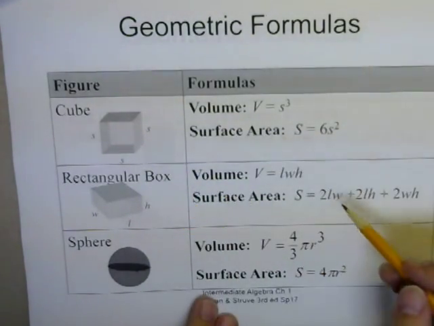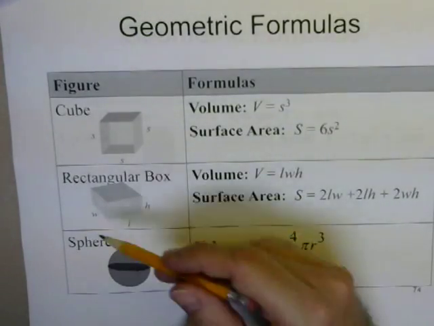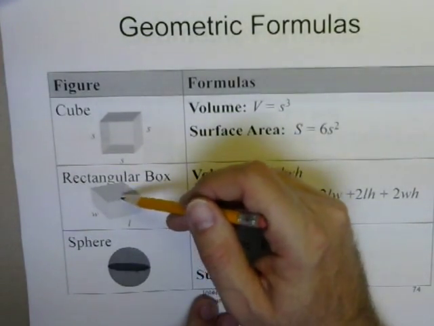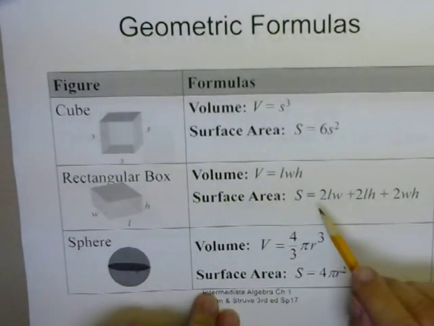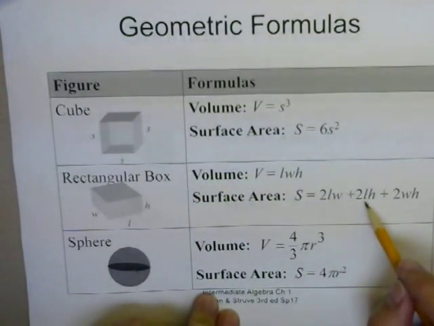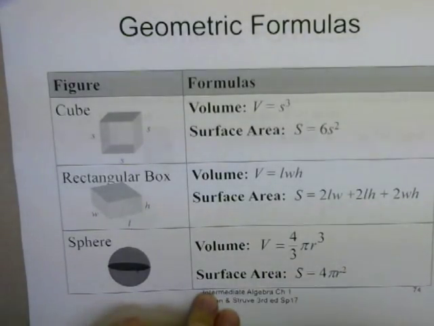You've got another one on the back, so that'll be 2 times the width times the height. And then the top will be the length times the width, just double that. So it's just 2 times the length times the width, plus 2 times the length times the height, plus 2 times the width times the height.